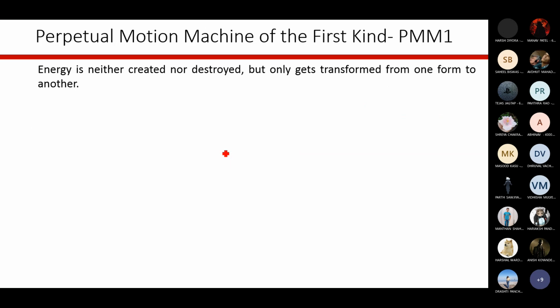Now the perpetual motion machine of the first kind. So we'll be using this notation PMM1, perpetual motion machine of first kind. Now we know energy is neither created nor destroyed, but it only gets transformed from one form to another form. This is known to us.